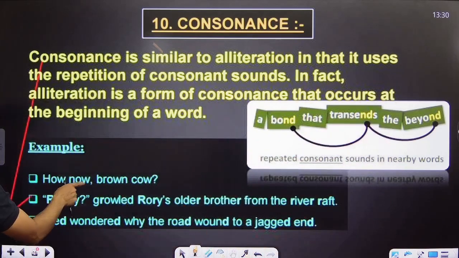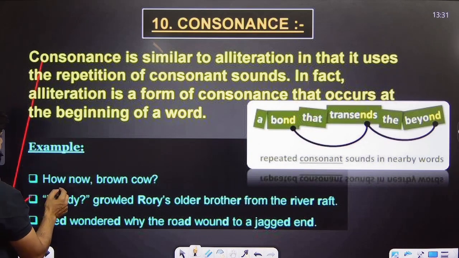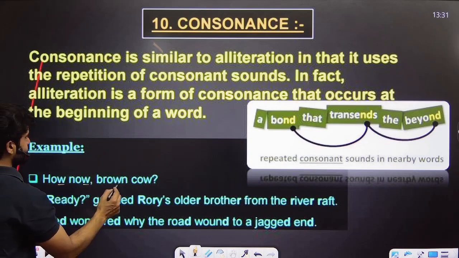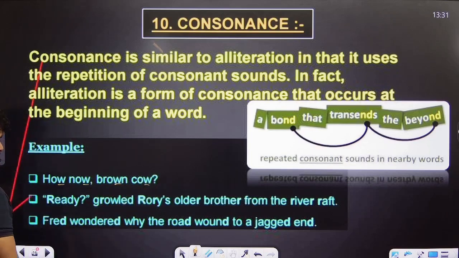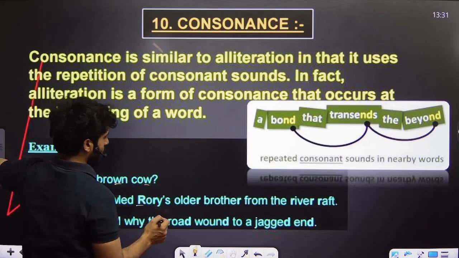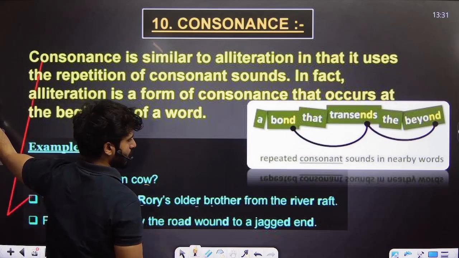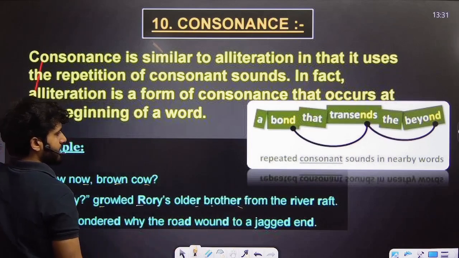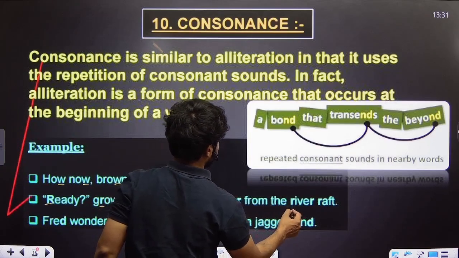How now brown cow. You can observe here N and W repeating themselves. Ready, grow, roar is older brother. From the river raft. Got it?